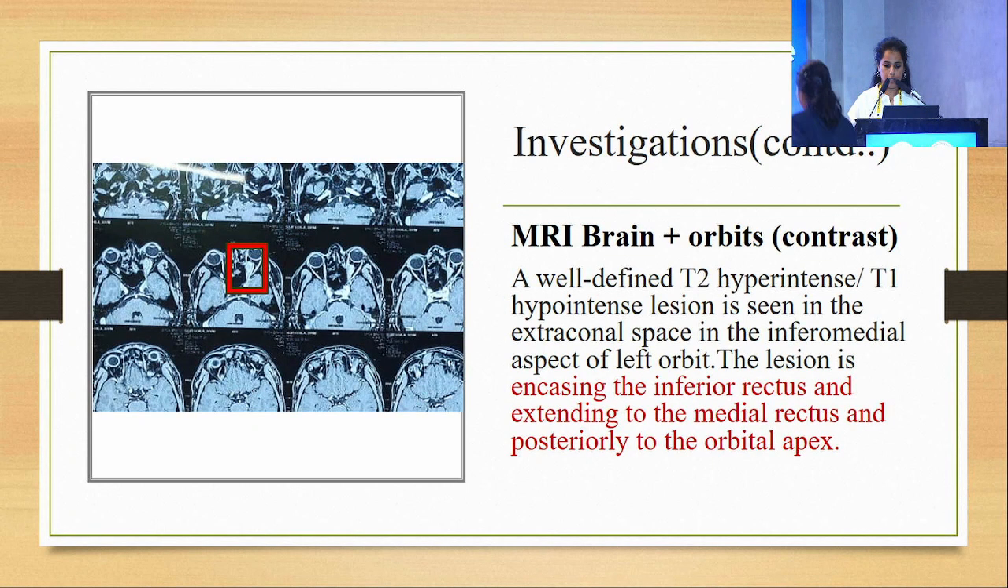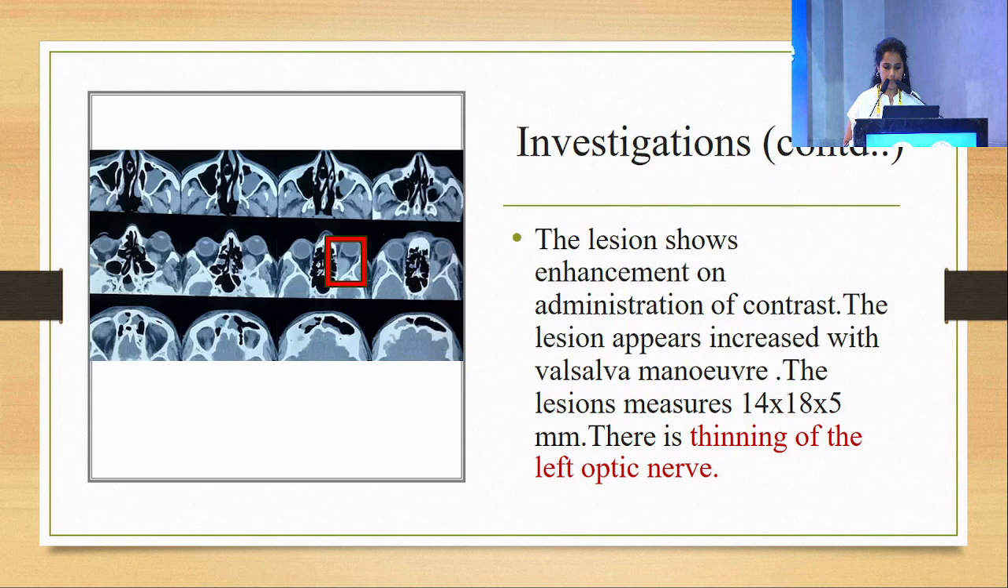MRI brain with orbit was done using contrast and plain, which showed a well-defined type 2 hyperintense and type 1 hypointense lesion in the extraconal space in the inferomedial aspect of the left orbit. The lesion was encasing the inferior rectus and extending to the medial rectus and posteriorly to the orbital apex. The lesion shows enhancement on administration of the contrast. The lesion appears increased with Valsalva maneuver, and the lesion measured around 14 by 18 by 5 millimeter. There was thinning of the left optic nerve noted.